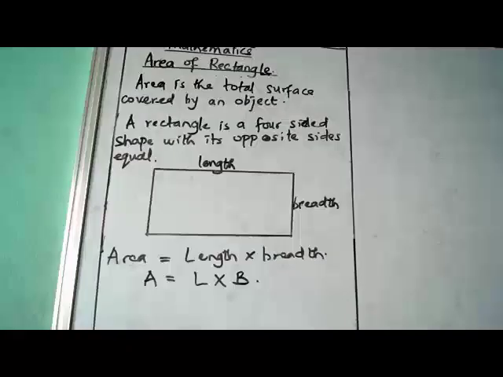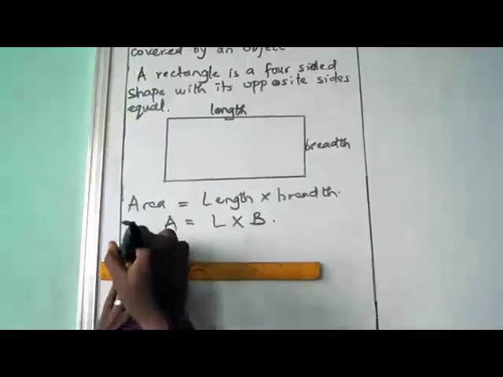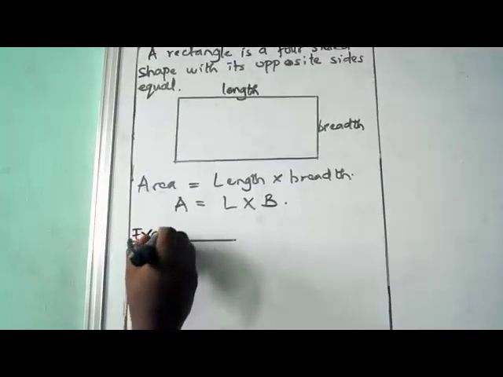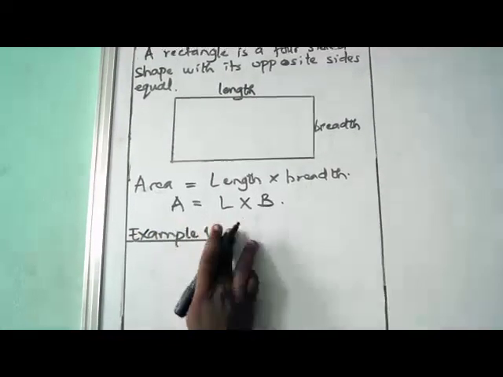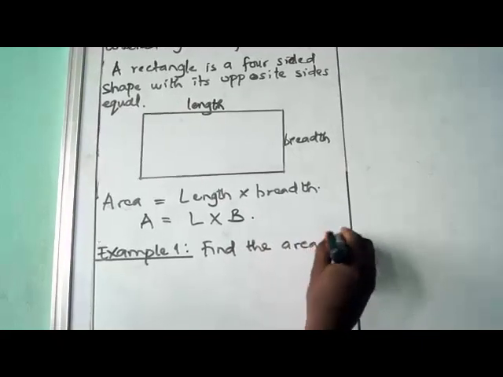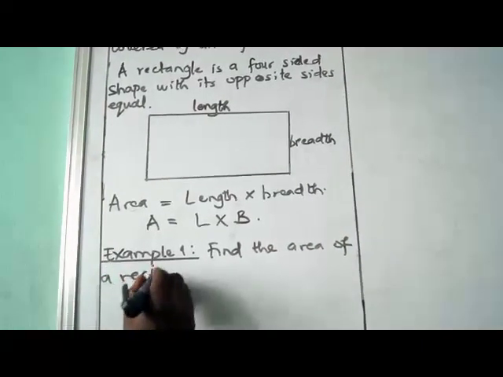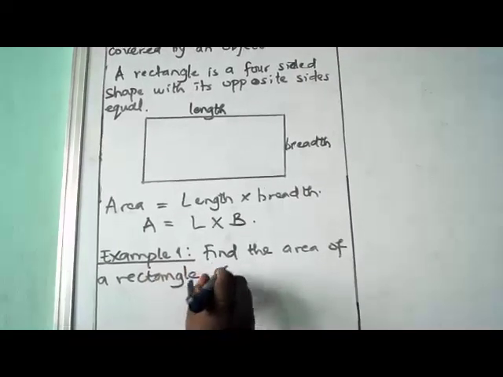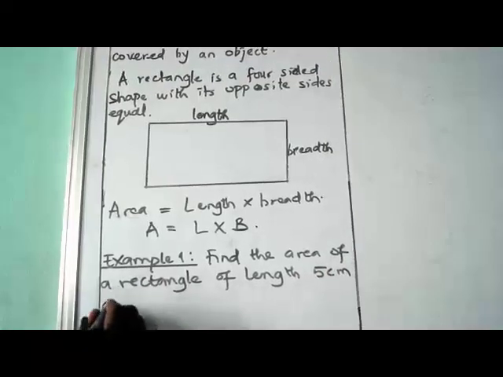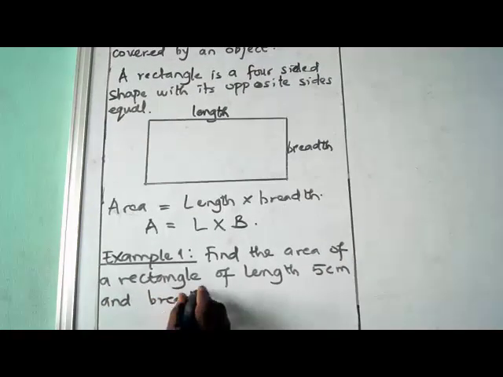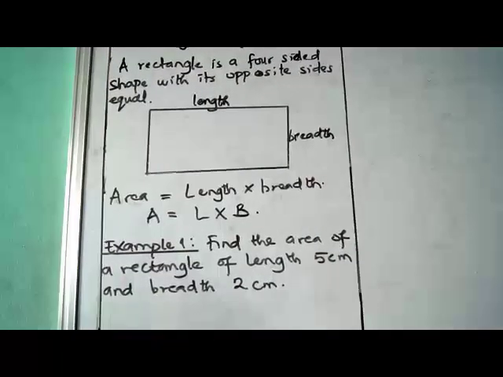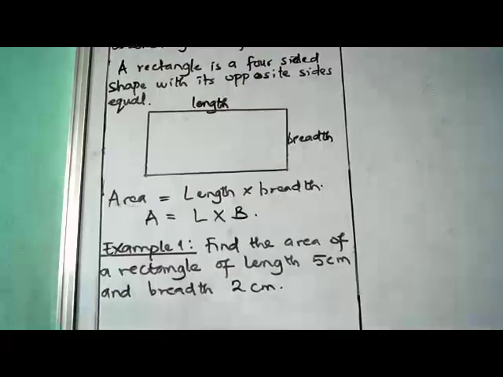Alright, now let's move to the first example. Example 1 says, find the area of a rectangle of length 5 centimeter and breadth 2 centimeter.